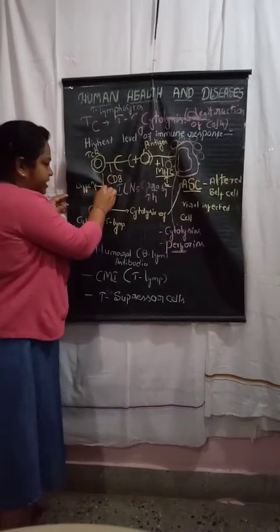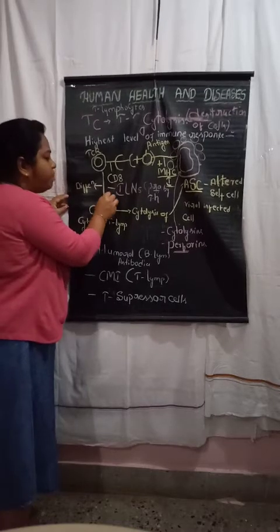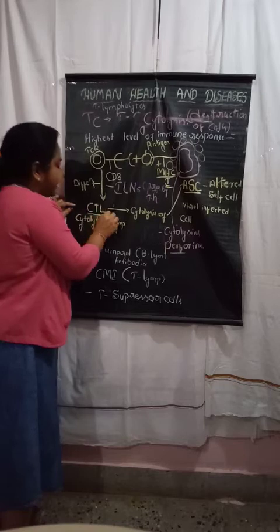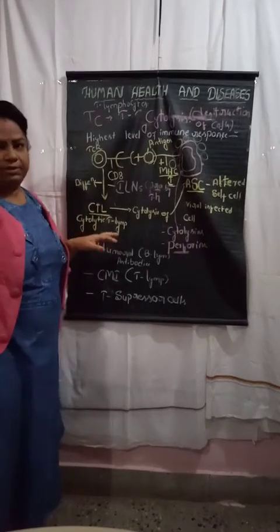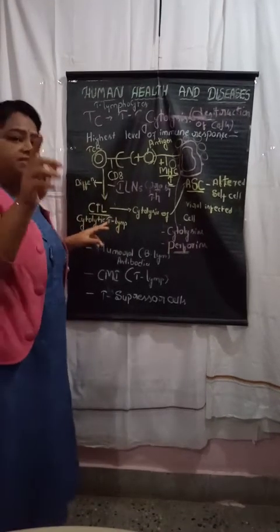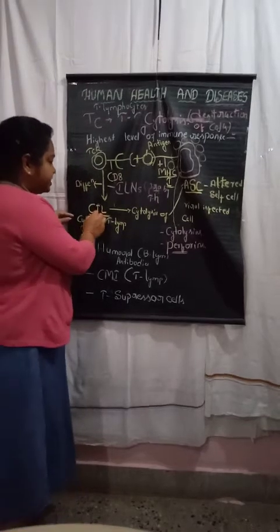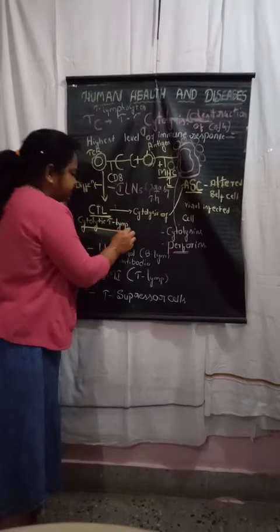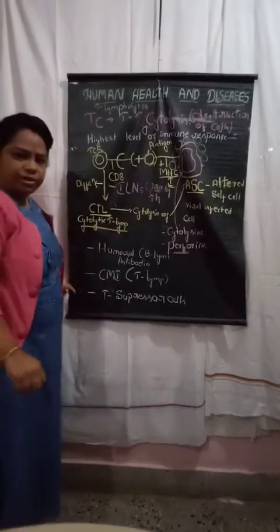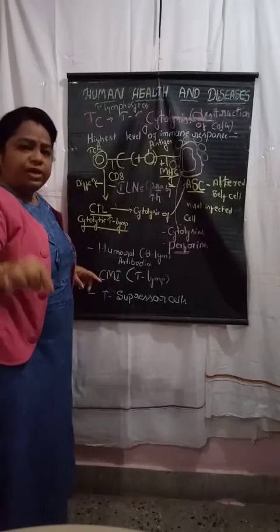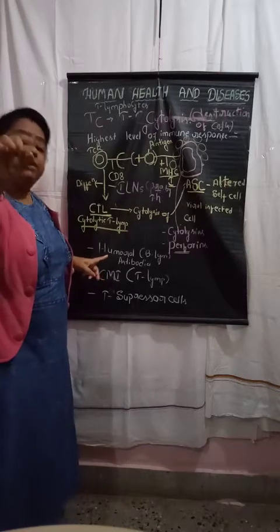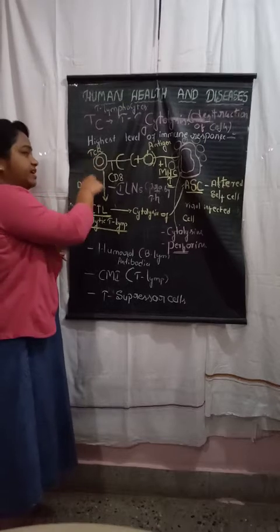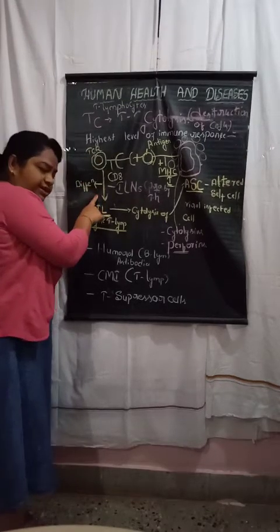It will produce a group of cells, which we will call the CTL cells. What we will call CTL cells? These CTL cells are nothing but cytolytic T lymphocytes. So who produces the cytolytic T lymphocytes? That is the TCR cells undergoing differentiation.